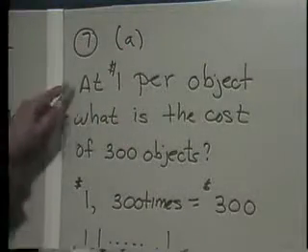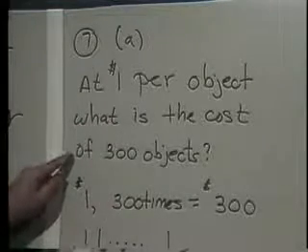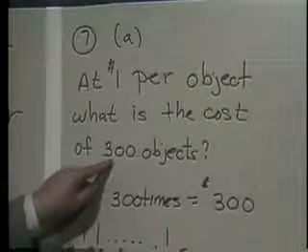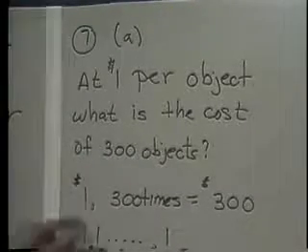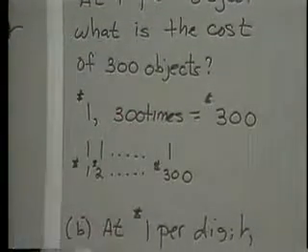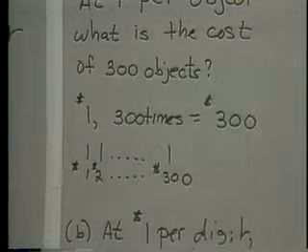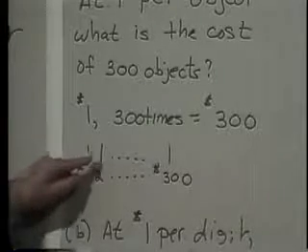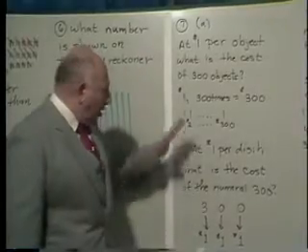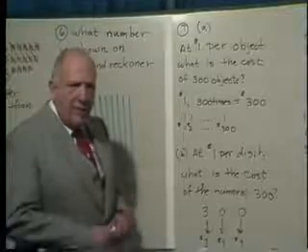Part A says, at $1 per object, what is the cost of 300 objects? Well, if you're paying $1 for each object, you're paying for 300 objects $1 300 times. So in other words, at a rate of 300 times $1, you're going to be paying $300. In other words, in terms of tally marks, imagine that you have 300 tally marks here, 1 for each object, and now you're paying what? $1, $2, $3, $4, $5, all the way up to $300. That's all Part A says, okay? At $1 per object, you're paying $300 for 300 objects.